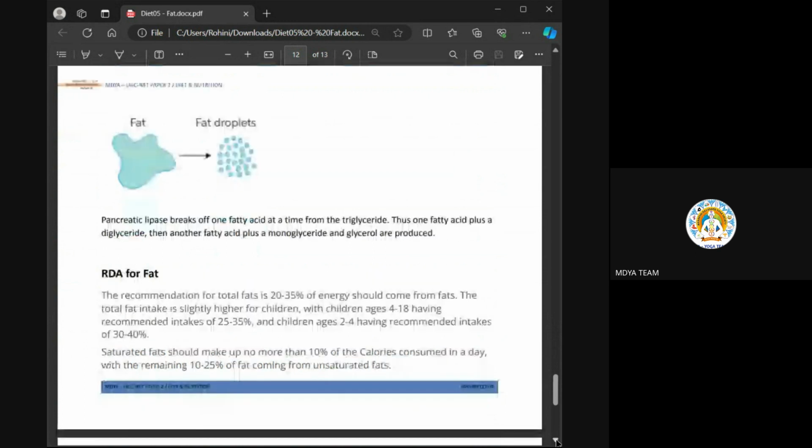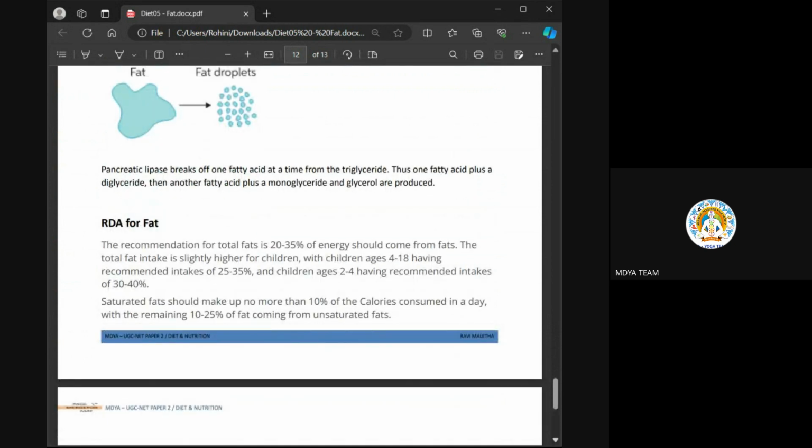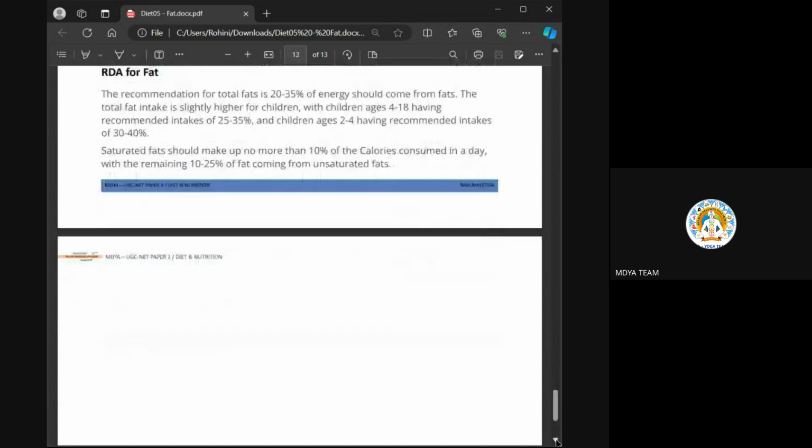What is the recommended dietary allowance for fat? Our total fat should be basically 20 to 35% of the energy coming from fats. The total fat intake is slightly higher for children because they are in the growing stage, and children of age 4 to 18, that is, till adulthood, are recommended 25 to 35%, and in children aged 2 to 4, 30 to 40%. That's why we try to give them a lot of ghee and fried things, because they actually need it. In adulthood, we cut it down. So saturated fat should make up no more than 10% of the calories consumed in a day, basically, and the remaining from the unsaturated fats. Okay.